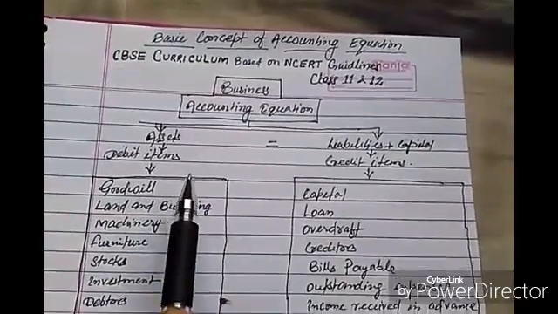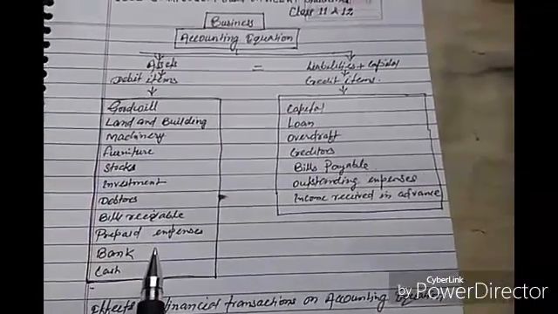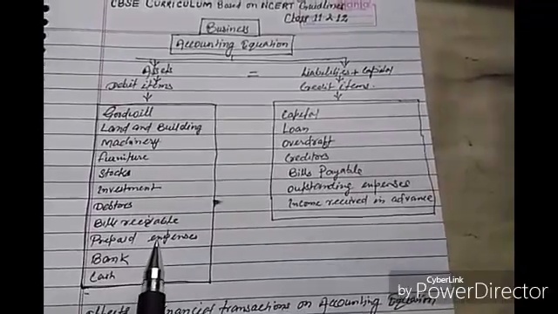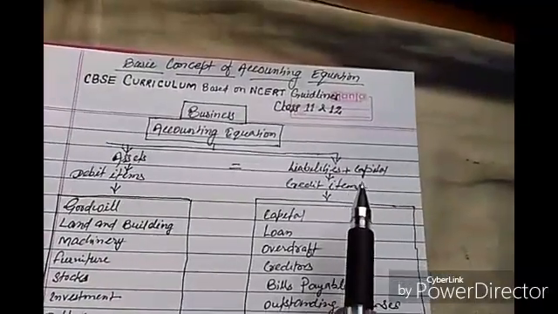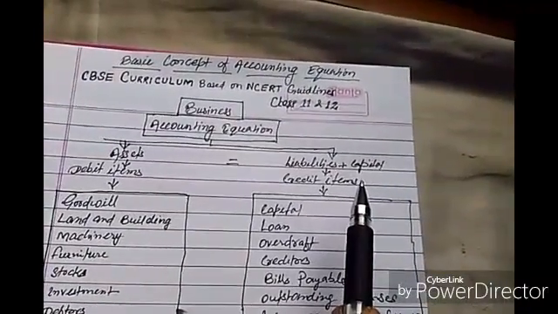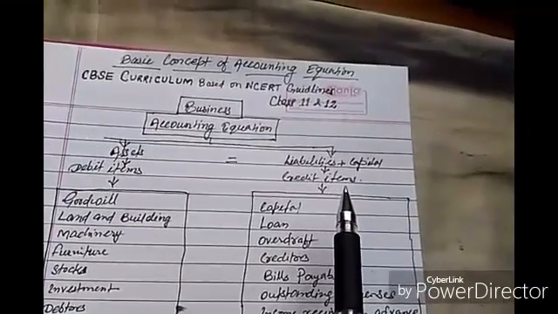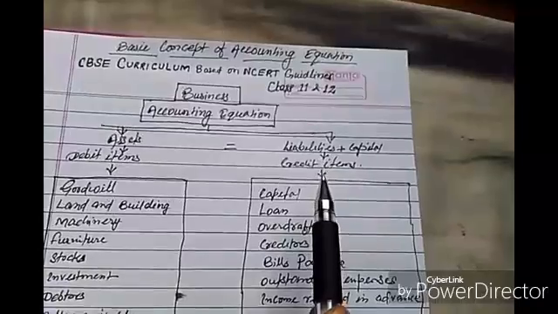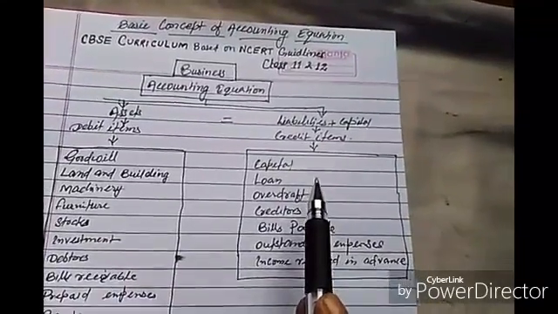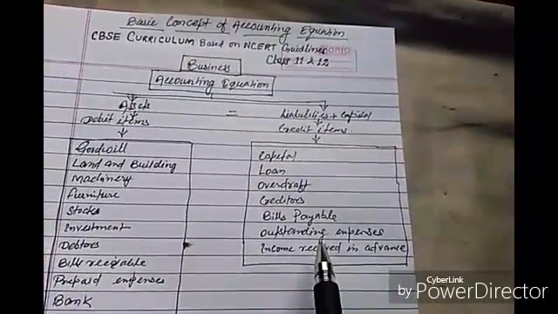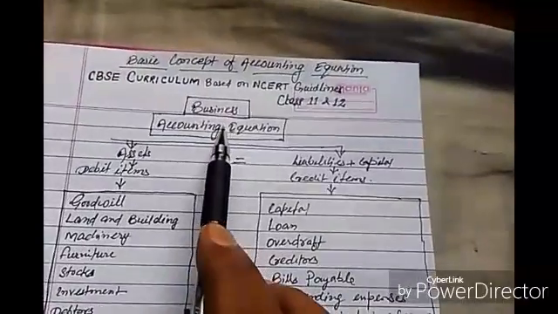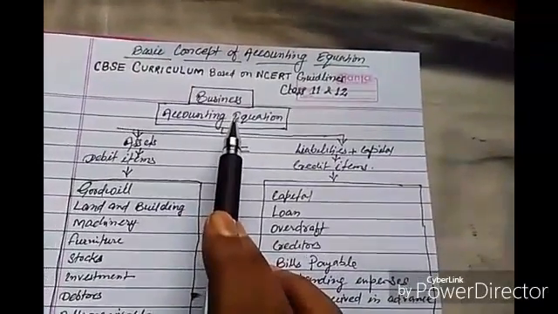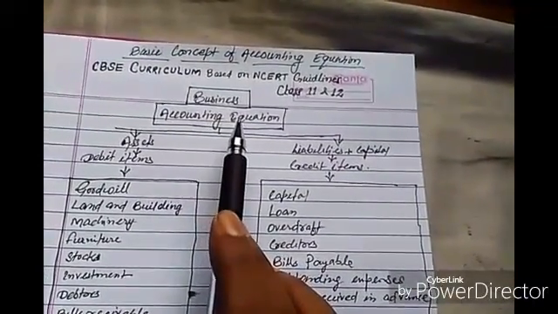So assets are a list of assets that the business entity owns, and here liability means the claims on resources and credit items of the trial balance of the business. So this is a list of liabilities that the business entity owes. The accounting equation should always be in balance.